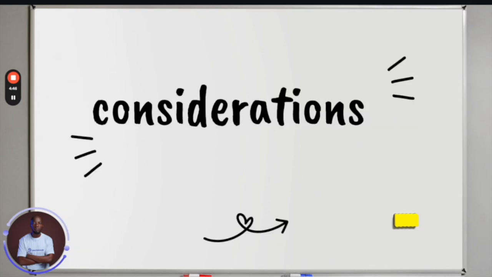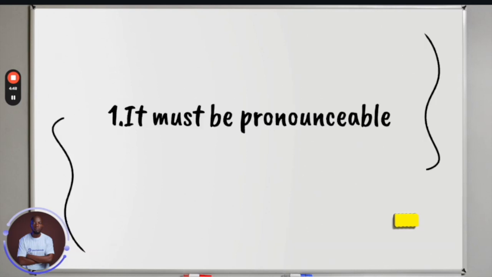So there are a few things that you must consider when choosing a domain name. Number one, it must be pronounceable. People must be able to pronounce it in one go, not think about it, because your domain name is going to be transferred from mouth to mouth to mouth. That's how people get to know about big brands or growing brands, because people talk about it. So when people talk about your brand, they should be able to pronounce it.